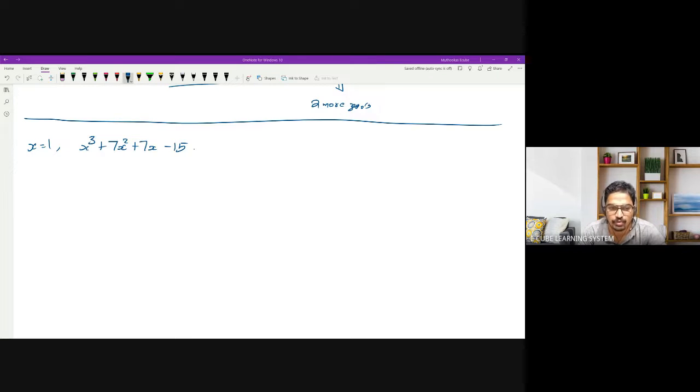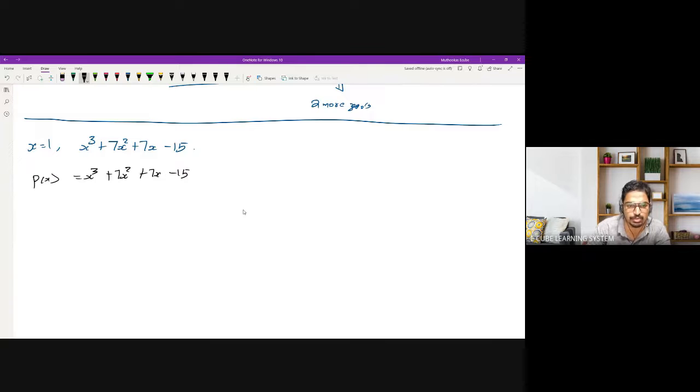Makes sense? Find the remaining zeros of the polynomial. So here we can consider P of x is equal to x cube plus 7x square plus 7x minus 15.